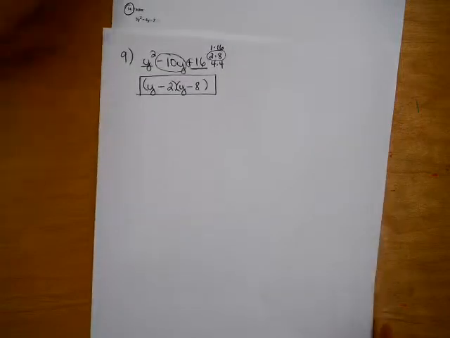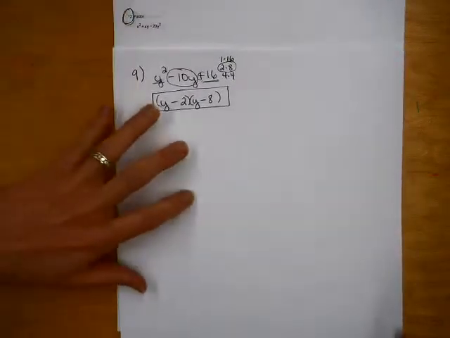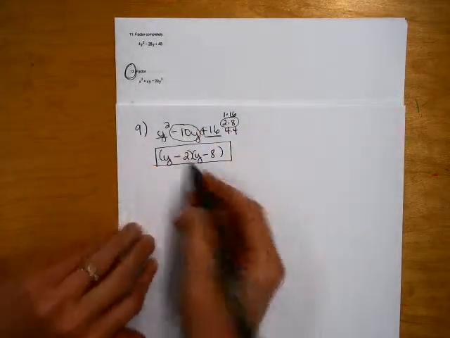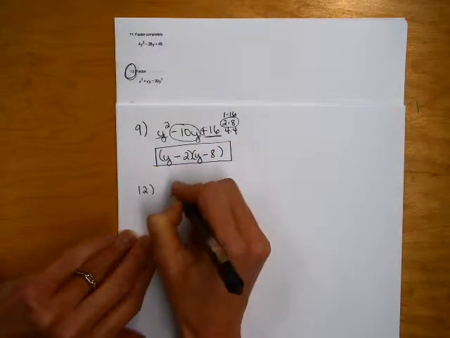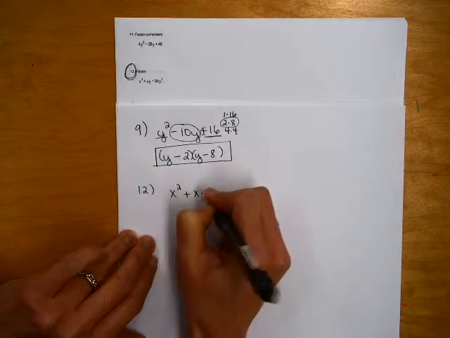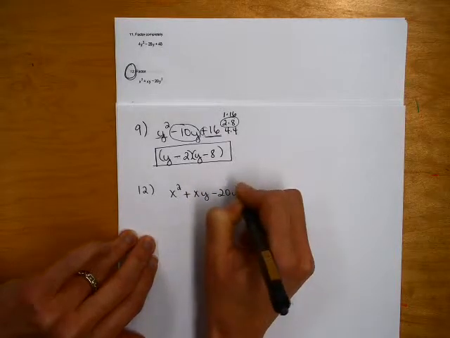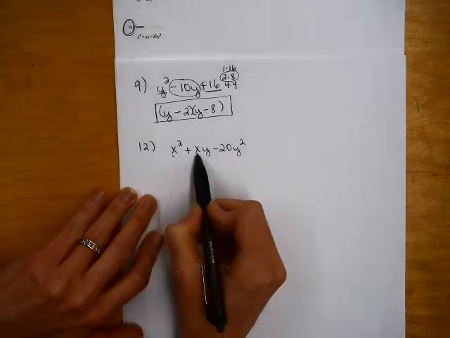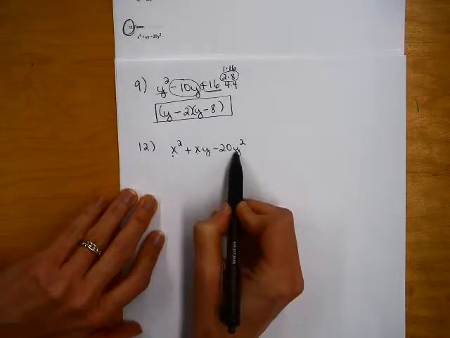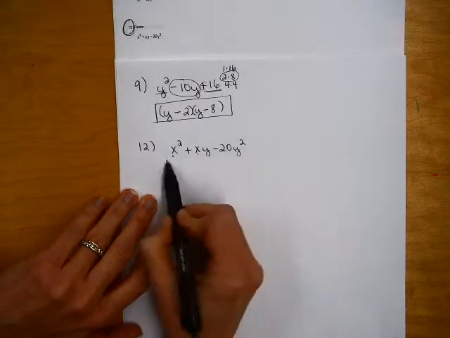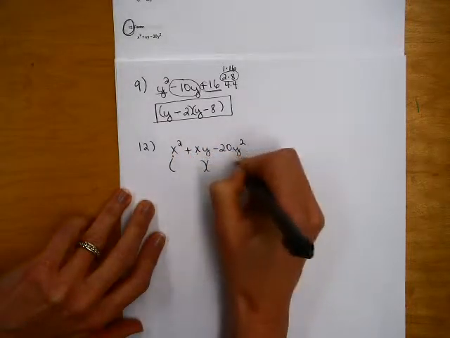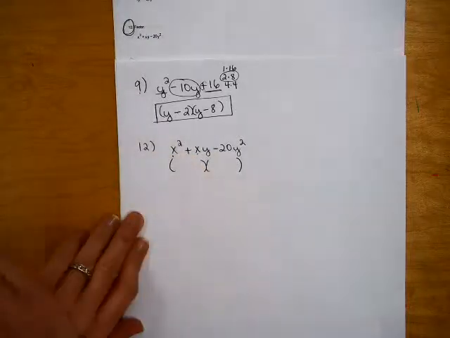Okay, so we're still factoring on number 12. On number 12 on the review, it says factor x squared plus xy minus 20y squared. Okay? I cannot factor out an x because this last term does not have x, and I cannot factor out a y because this first term does not have y. So this is going to be factored very similar to the way we did number 9.